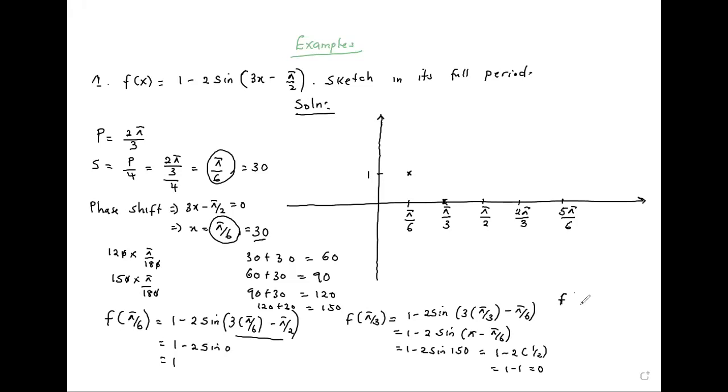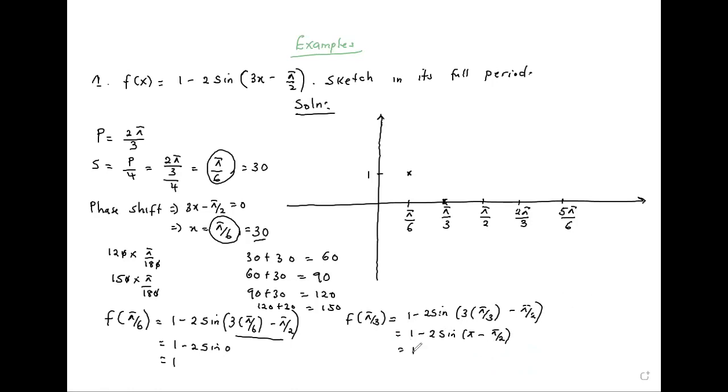Sir, there on f of pi over 3, why did you subtract pi over 6 in the brackets? Oh, okay. I think I made a mistake. It's supposed to be pi over 2, is it? Yes, sir. So it's minus pi over 2. Thank you. So we'll have 1 minus 2 sine of pi minus pi over 2.